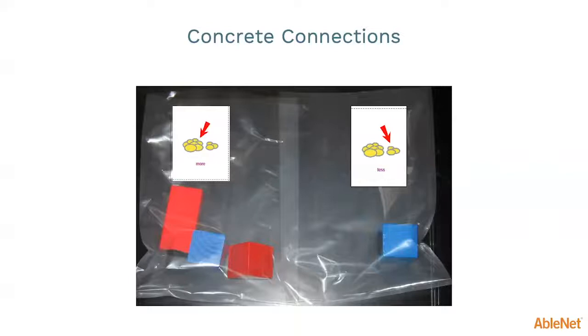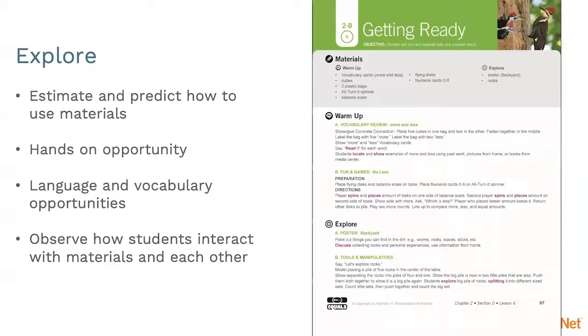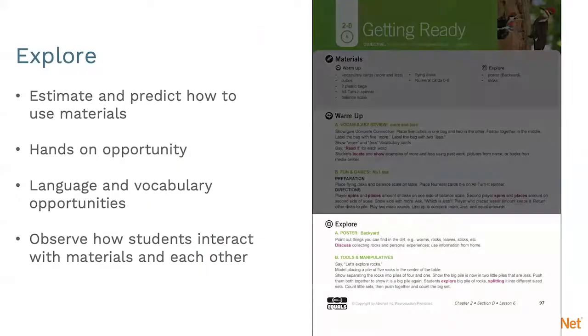You could certainly ask your students to label the bags with the picture symbols for more and less. As a group, we can then check to see if we accurately showed the vocabulary words. Once completed, the concrete connections can then be added to your focal point. Continuing with the lesson, looking at the bottom of page 1 during the Explore section.